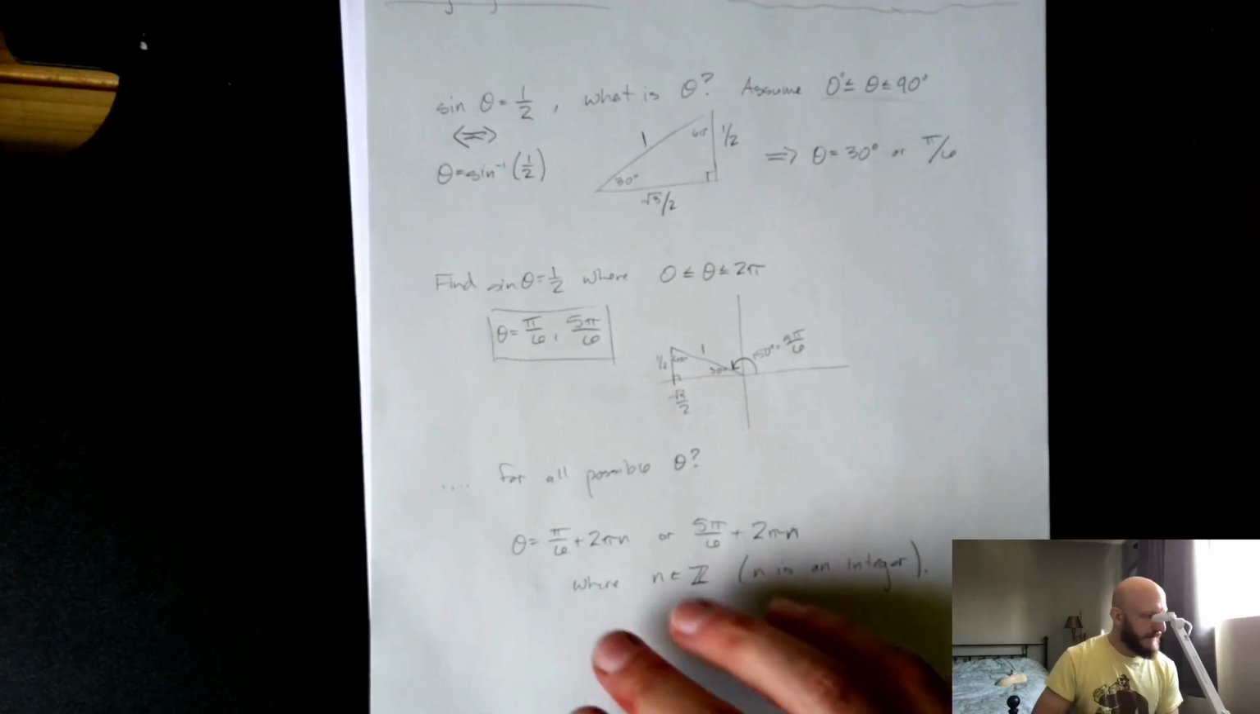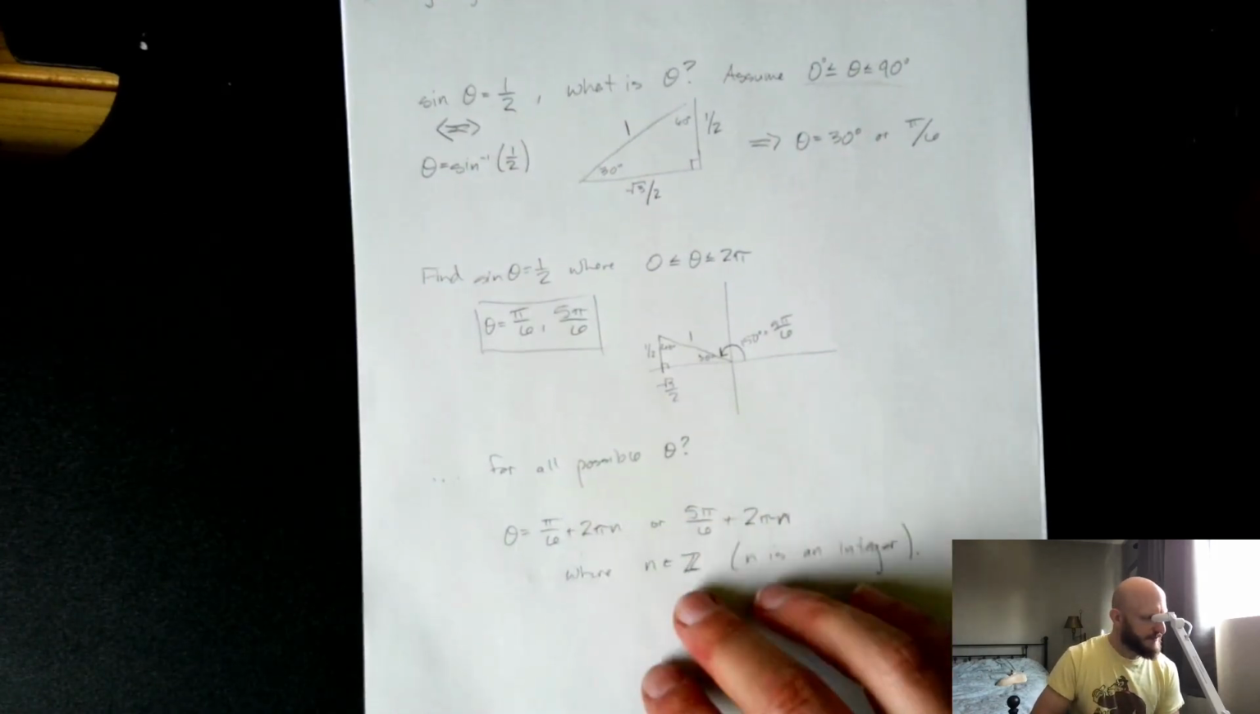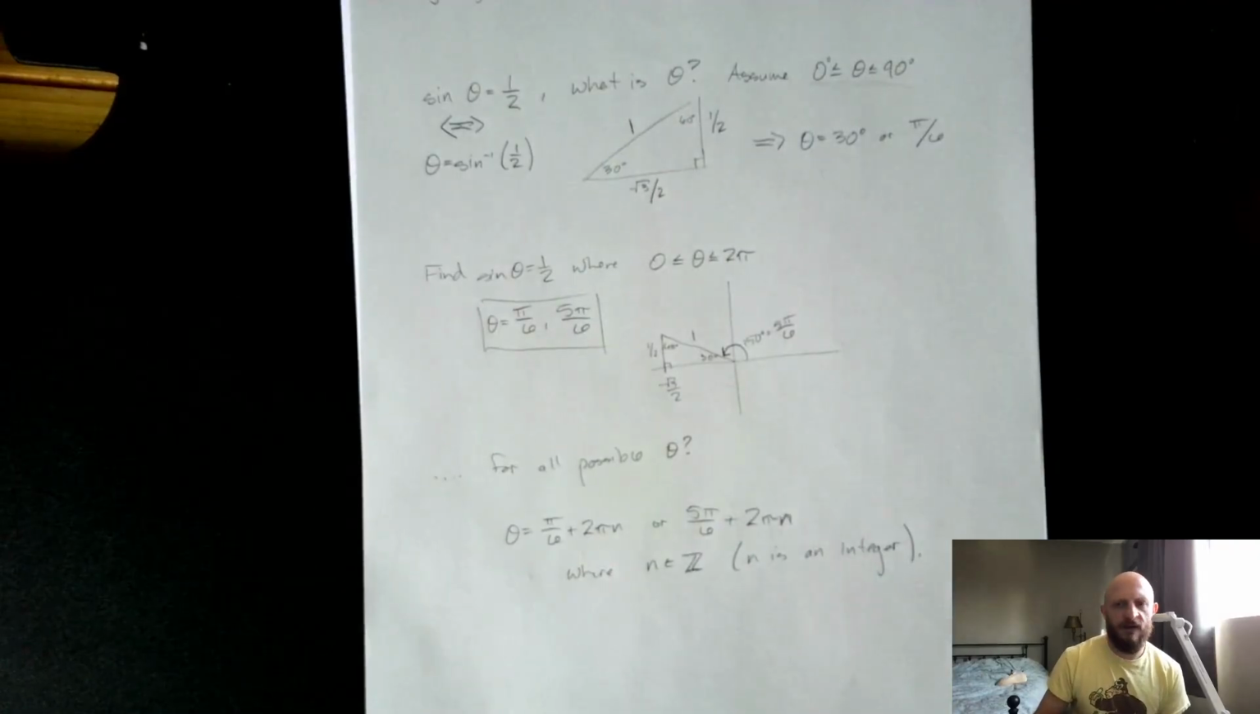Okay, so that's defining trig functions relationally. That is special triangles, reference angles, and finding angle measures.